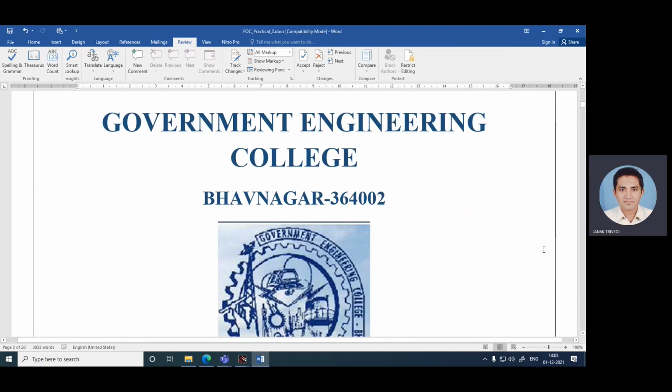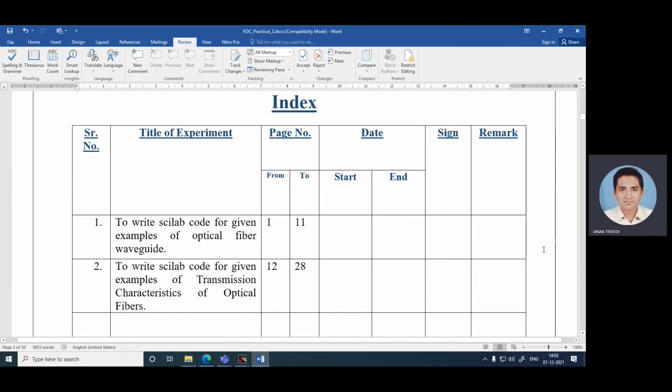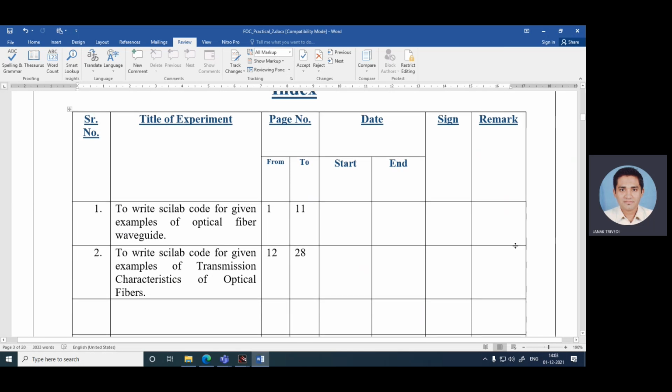This is a sample of certificate index. We already discussed practical 1. Now in this video lecture we will discuss practical 2, that is about to write Scilab code for given example of transmission characteristic of optical fibers.